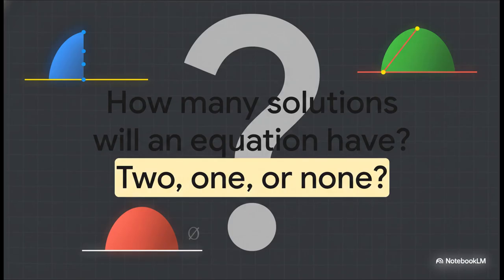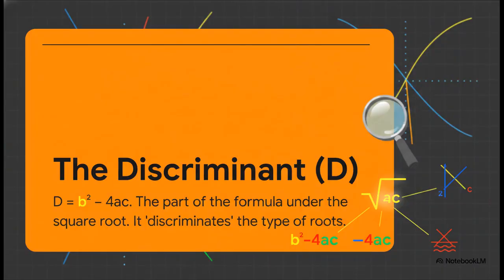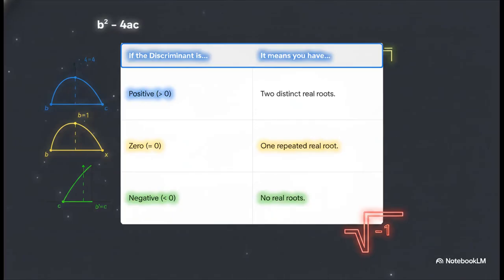You know that feeling, right? You're working through a problem and you think, wait, am I supposed to find 2 answers here, or just 1, or maybe there's no answer at all? Well, it turns out we can figure that out in one quick step. Meet the discriminant. It's that little chunk, b squared minus 4ac, that lives under the square root in the formula. And its name is perfect because its job is to discriminate, or tell the difference between the types of solutions you're about to find.